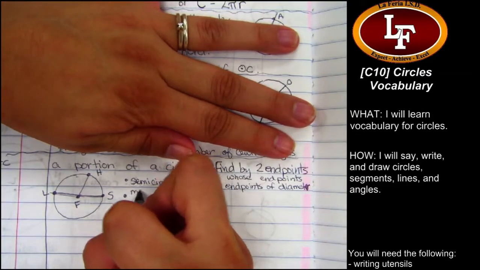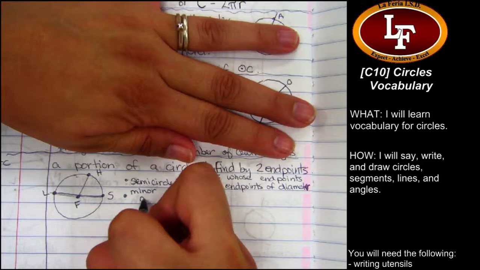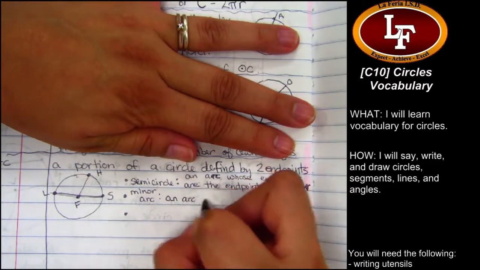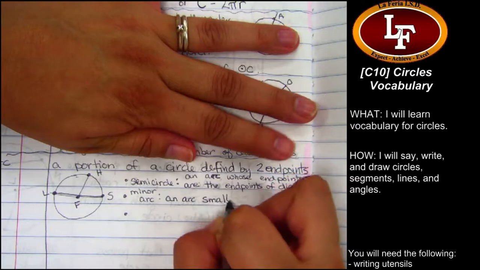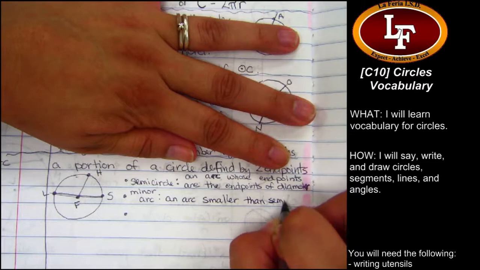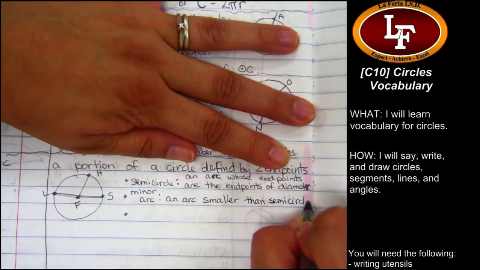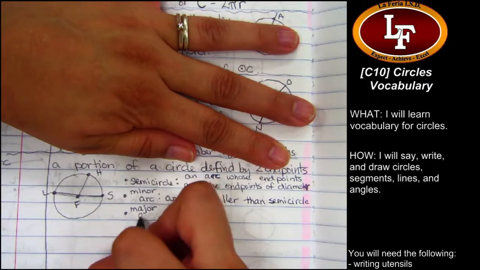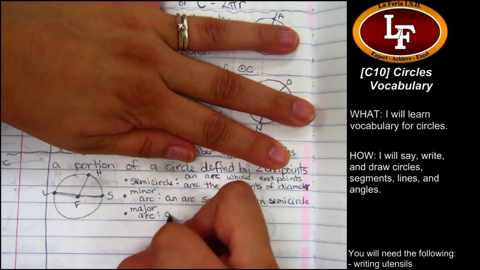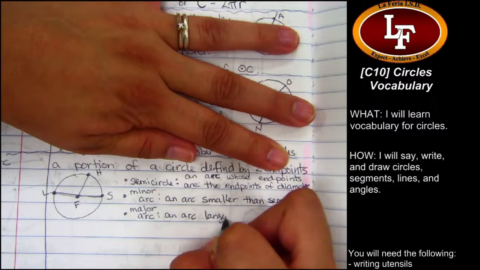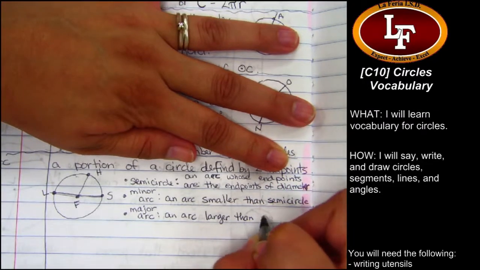We have the minor arc, and this is an arc smaller than the semicircle. So we're comparing it to the semicircle. And then we have the major arc. And this is going to be an arc larger than the semicircle.